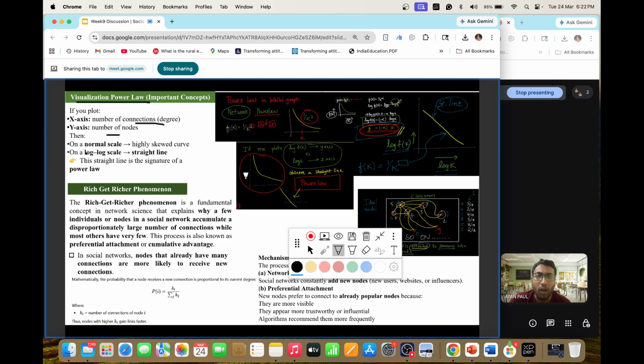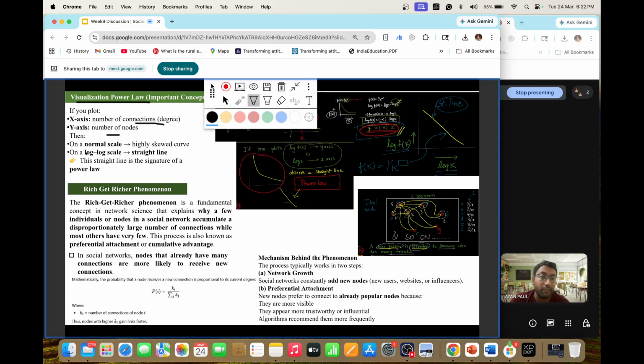Now we have a very important phenomenon known as the rich get richer phenomenon. So what is this phenomenon? The rich get richer phenomenon is a fundamental concept in network science that explains why a few individuals or nodes in a social network accumulate a disproportionately large number of connections while most others have very few. The process is also known as preferential attachment or cumulative advantage.